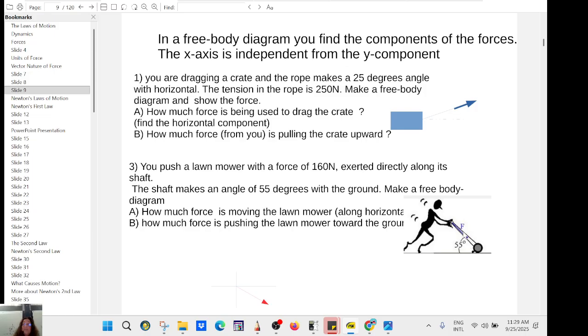Find the x component and the y component.